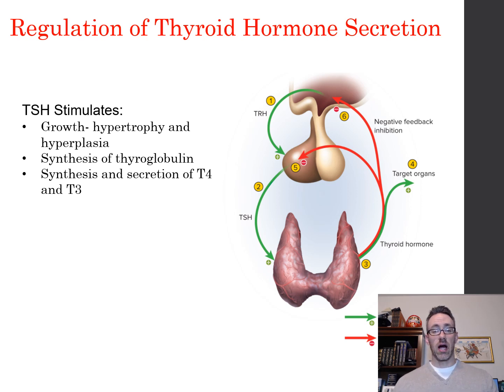Synthesis of thyroid globulin. So TSH stimulates growth. It also stimulates the production of thyroid globulin by increasing the uptake of iodine into the cell, the movement of iodine into the colloid, the production of thyroid globulin, as well as enzymatic activity to combine iodines to the tyrosines and so on. It also increases synthesis and secretion of T4 and T3, so it's going to increase pinocytosis and removal of those thyroid globulin molecules, and the breakdown and release of the T3 and the T4.